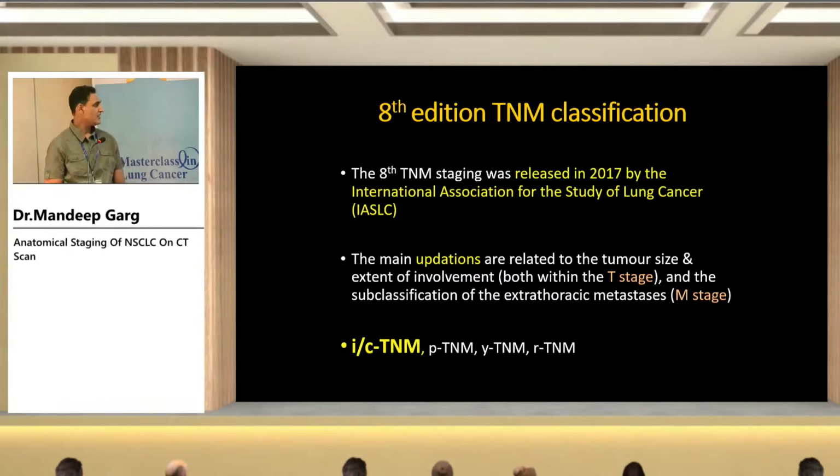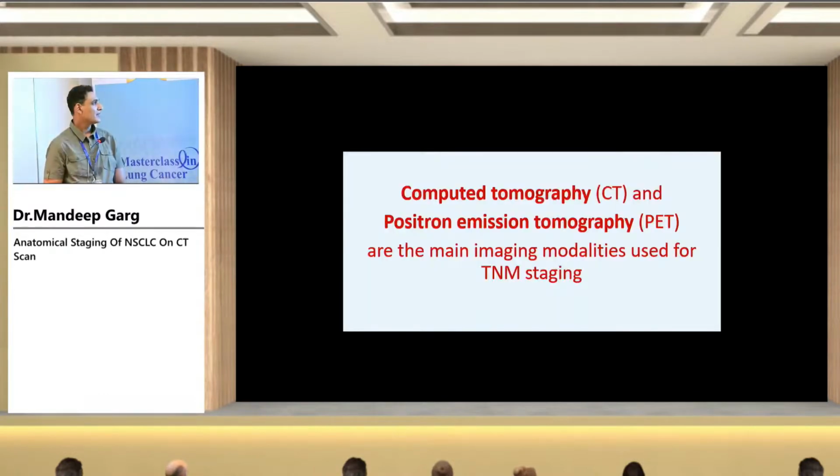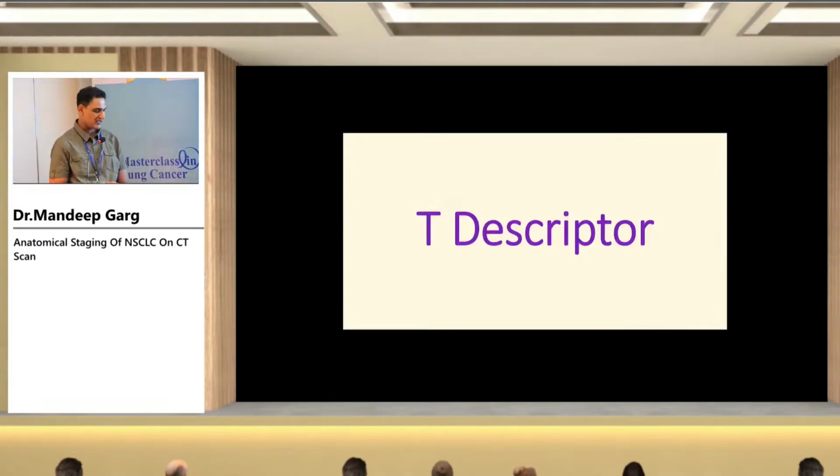So the terminology used in TNM staging is most often cTNM, which is clinical TNM, also called iTNM or imaging pre-treatment staging. And sometimes we also use the word pTNM, which is pathological or surgical staging. And then yTNM when we stage the tumor after the completion of therapy, or when we stage the tumors when there is recurrence, this is called rTNM. So CT scan and PET-CT remain the main imaging tools which are used for TNM staging.